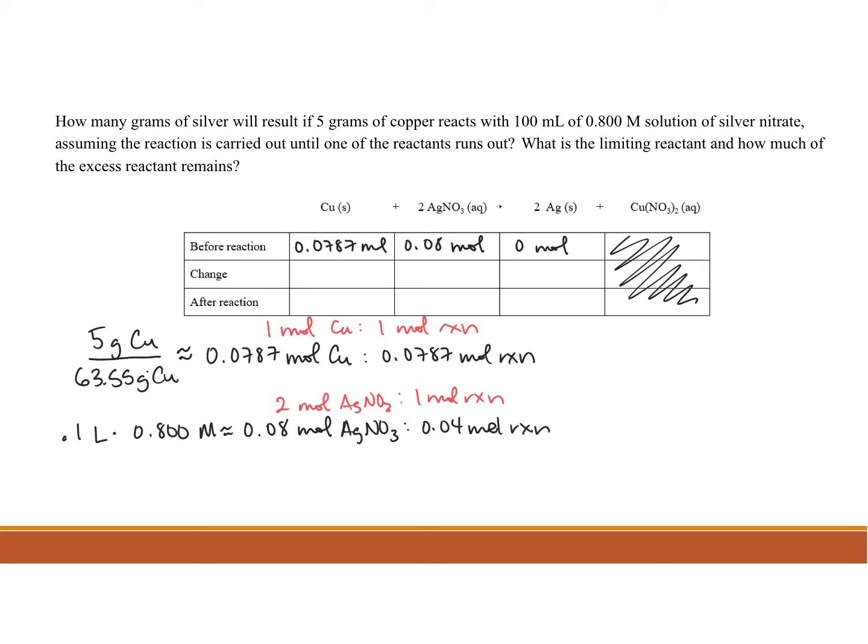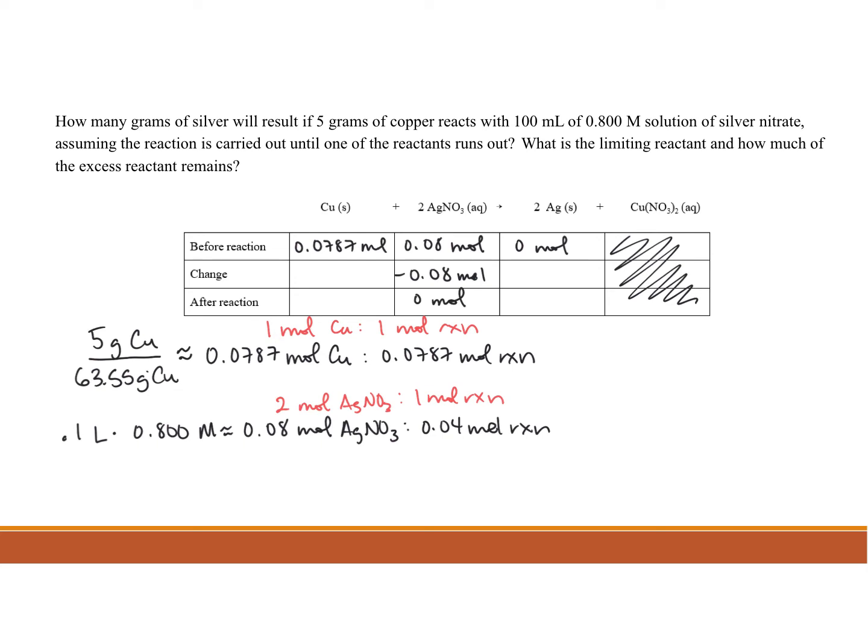Okay, so if you did that correctly, you would see that you have 0.0787 moles of reaction based on the copper and 0.04 moles of reaction based on the AgNO3. So what does that mean? It means that the AgNO3 is your limiting reactant, and that's going to run out first. Okay, and that's going to be 0 moles in the end.